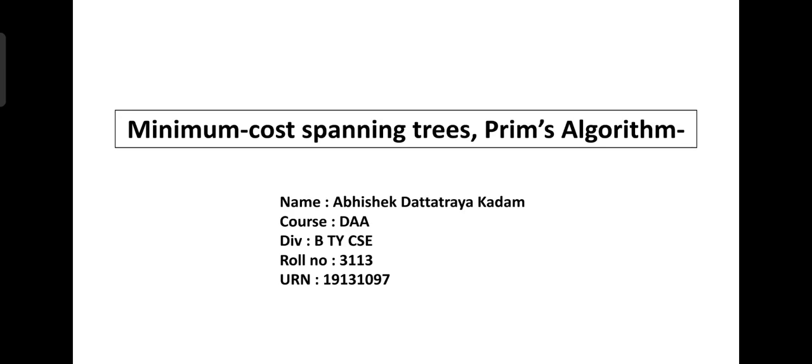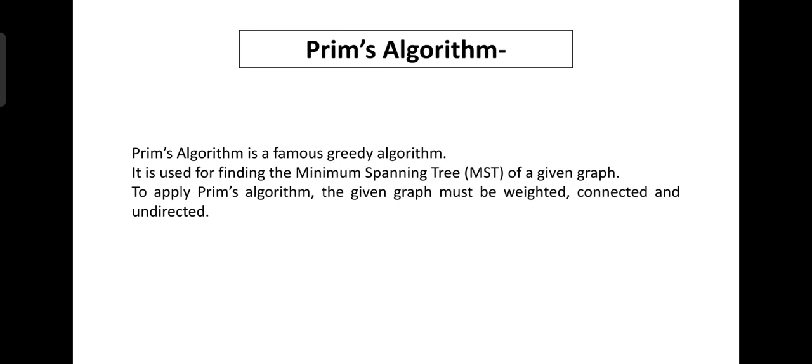Prim's algorithm is a famous greedy algorithm. It is used for finding the minimum spanning tree (MST) of a given graph. To apply Prim's algorithm, the given graph must be weighted, connected and undirected.